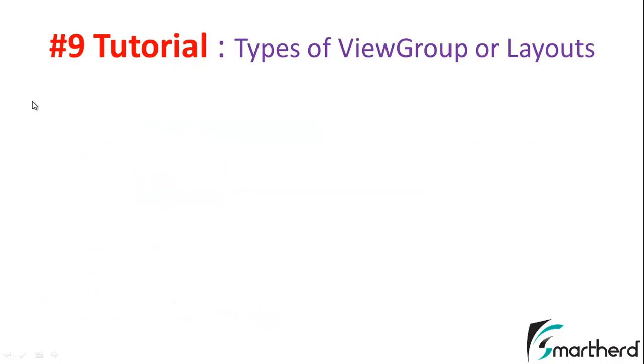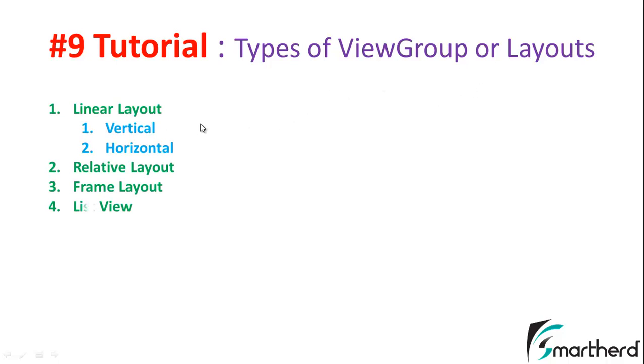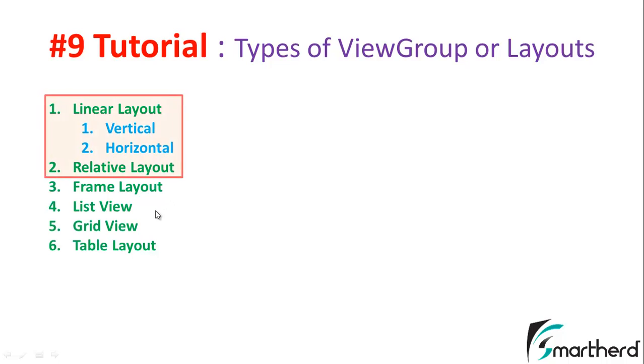Now in the 9th tutorial we saw various types of view groups and layouts. These were linear layout, relative layout, frame layout, list view, grid view, table layout, and so on. Right now in our application we will use linear layout and relative layout, and the rest of the layouts I will use later. I just want to make you comfortable with linear layout and relative layout as of now. And also the scroll view in our application.